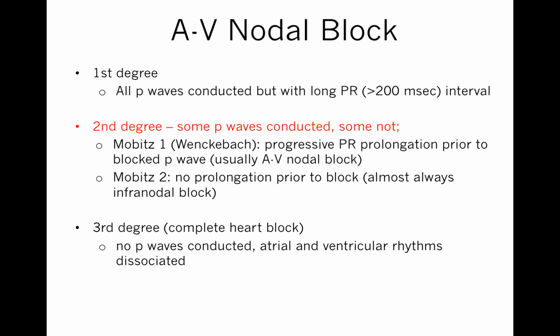Moving on to second degree AV block, here some P waves are conducted and some are not. And what matters is the pattern in which they conduct. So with Mobitz I, which is called Wenckebach, there is progressive PR prolongation prior to the blocked P wave. With Mobitz II, there is no prolongation and there is a sudden loss of QRS complex. Now this has some implications which I will discuss in a minute.